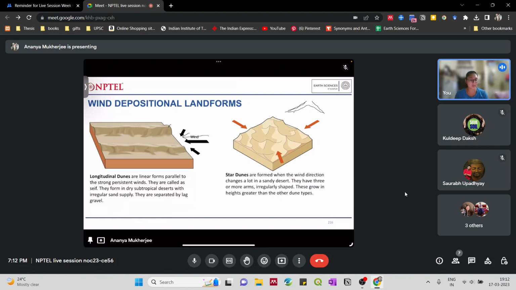Okay, they can be irregular. You can see that they are not even linear in nature. Okay, and you can have a lot of edges and crests over here. Okay, so this is how star dunes are forming.